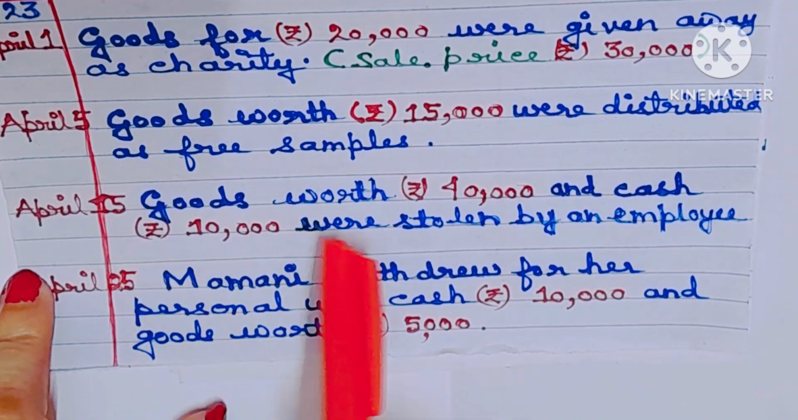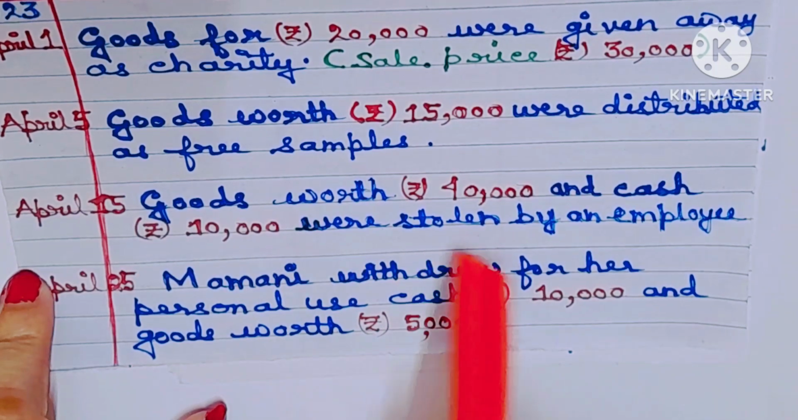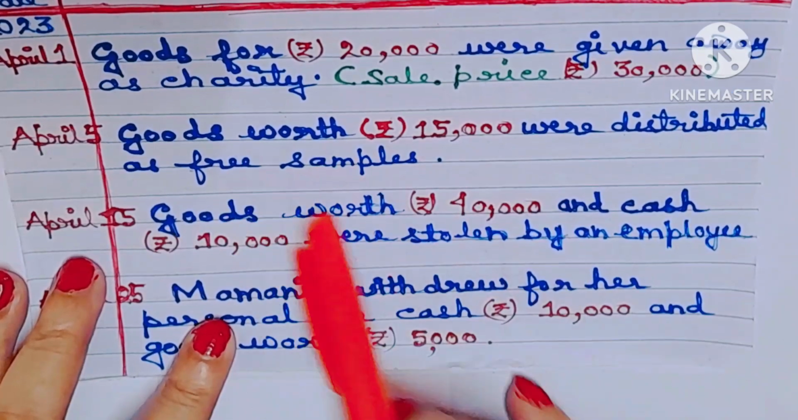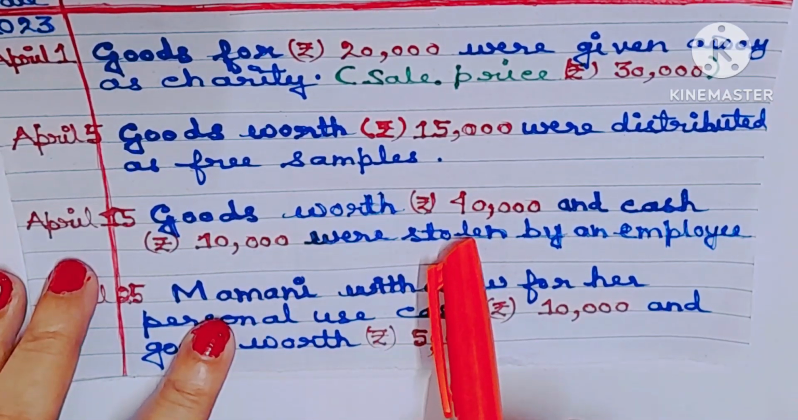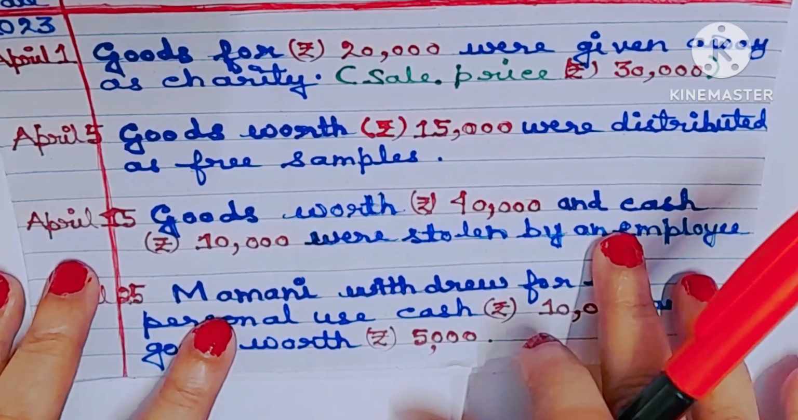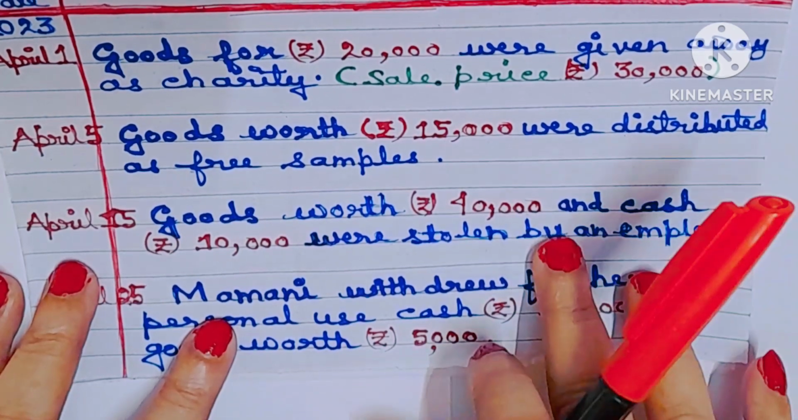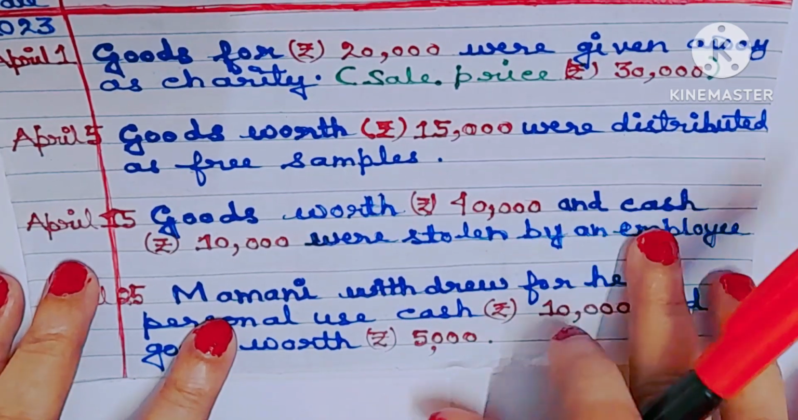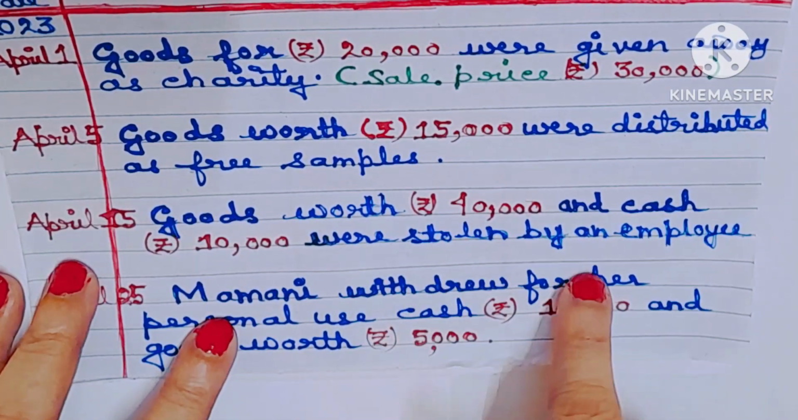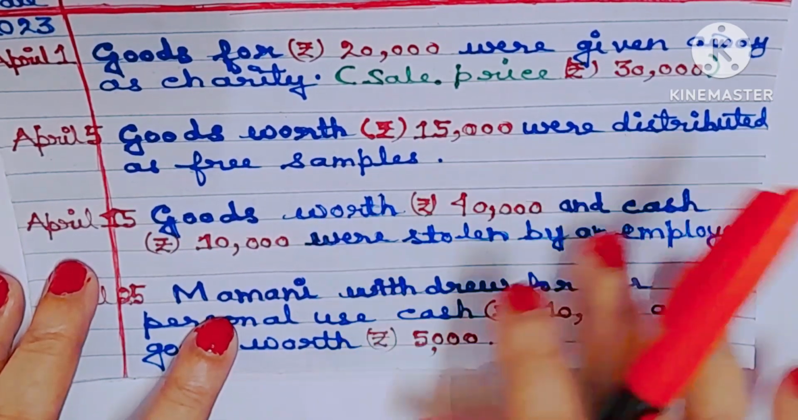On 15th April, goods worth rupees 40,000 and cash rupees 10,000 was stolen by an employee. Stolen means churi kora. Now let's analyze the third transaction. Please note, here 3 accounts are getting affected in the third transaction. Number 1, purchases account. Number 2, cash account. Number 3, loss by theft account. Loss by theft because goods and cash both were stolen by an employee. So loss by theft account will also appear in the third transaction.